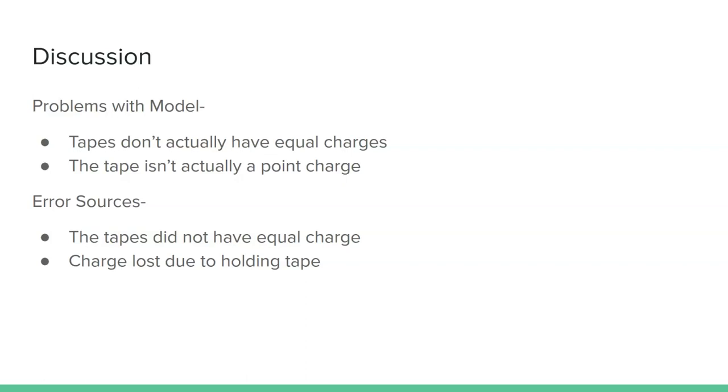To start off our discussion, the problems with the model are that the tapes don't actually have equal charges, and that the tape isn't actually a point charge, which is an assumption I made for Coulomb's law. And then error sources following the problems with the model are that the tapes did not actually have equal charge, and that I actually lost charge due to holding the tape.